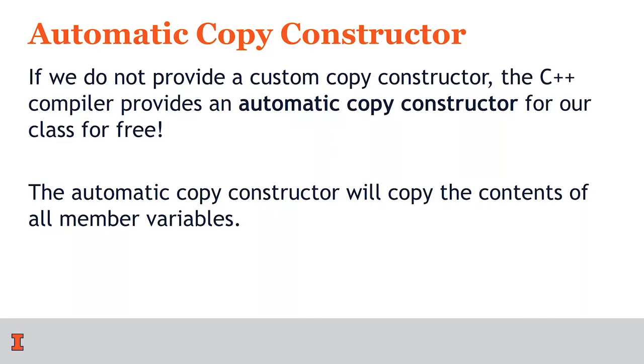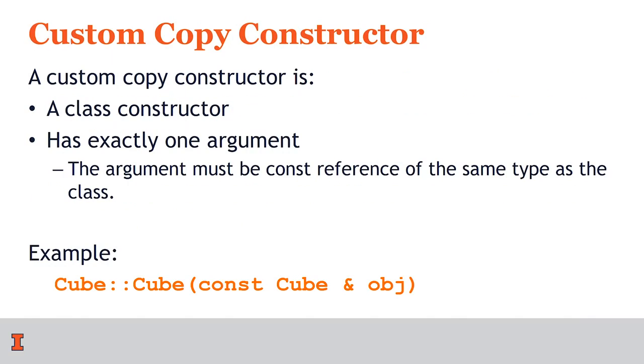Often, this is going to be acceptable for us, but in some cases we want to actually define exactly how the copying takes place, or possibly share resources between two instances of a class. To define a custom copy constructor, we need two things to be true. The function needs to be a class constructor, so it needs to follow all of the rules for a class constructor, and it must have exactly one argument, and that argument must be a constant reference to the same type as the class itself. A constant reference means here we have a constant cube passed by reference object.